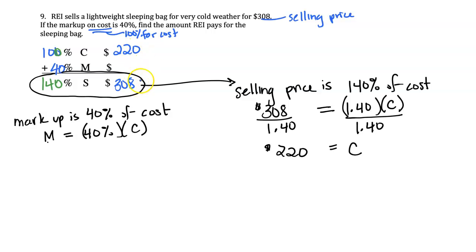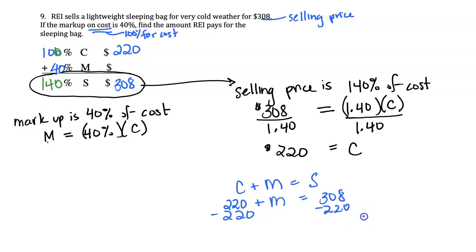Then we can either use backwards working subtraction, or we can use the equation cost plus markup equals selling price and fill in the cost and the selling price and solve it for the markup. But notice again, you're using subtraction. And I end up with a markup of $88.